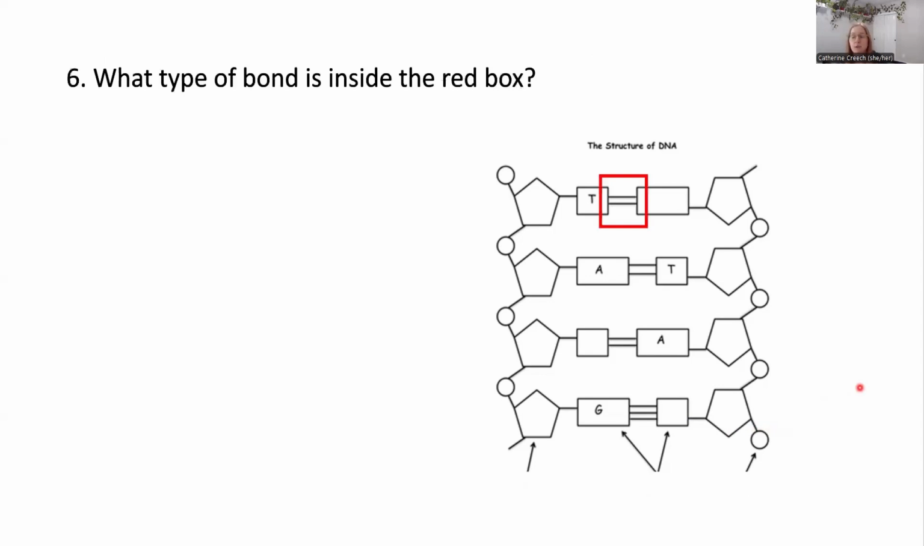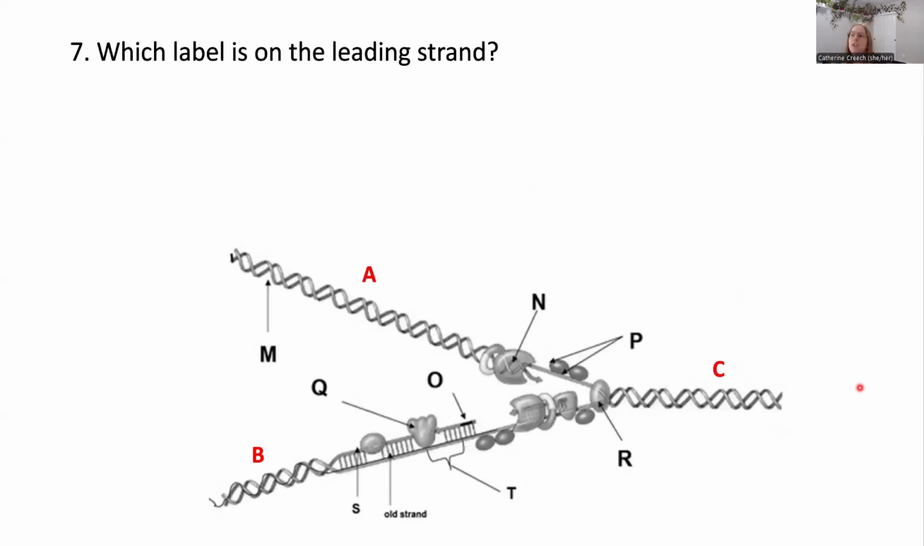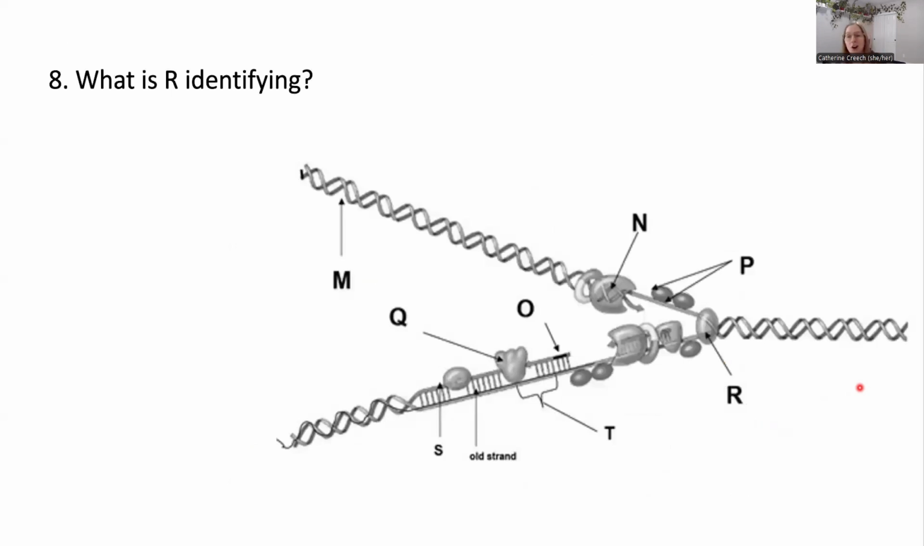What type of bond is shown inside the red box? Hydrogen bonds. Which label is on the leading strand, A, B, or C? A is on the leading strand. What is R identifying? Helicase. It's unwinding the double-stranded DNA, creating the replication fork.